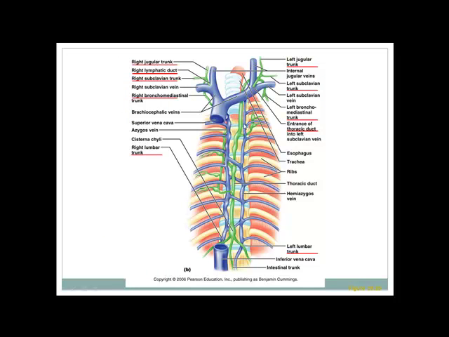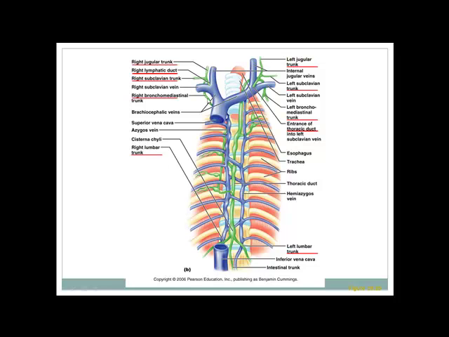This is just some simple anatomy here. This is the thoracic duct. It will drain into the left side at the junction of your left jugular trunk and left subclavian vein. It drains right at their junction. It's the entrance of the thoracic duct. This is going to be your left subclavian trunk. This is your left bronchomediastinal trunk.